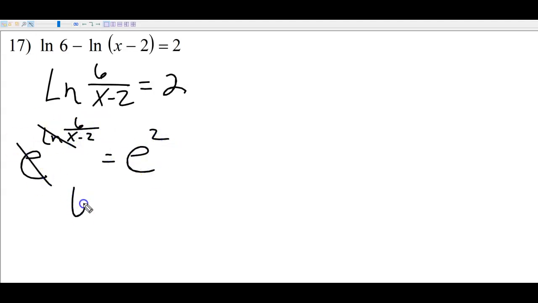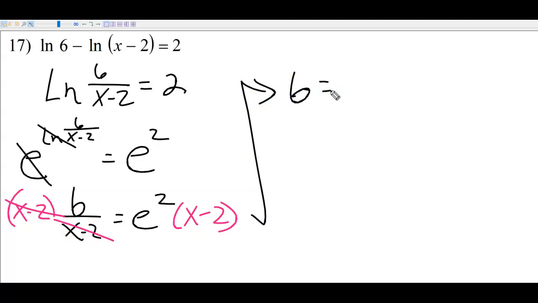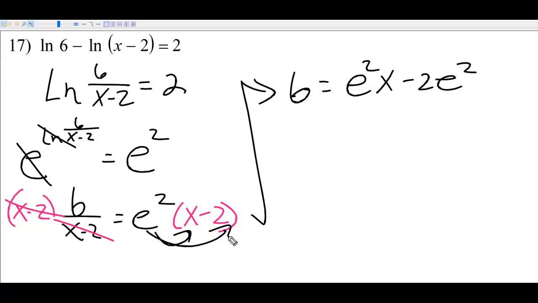These cancel. And what we talked about here was how you're going to multiply both sides by the denominator. I'll use parentheses this time because it's a binomial. So that leaves me with 6 is equal to e squared x minus 2e squared. So I just distributed this e in the binomial.